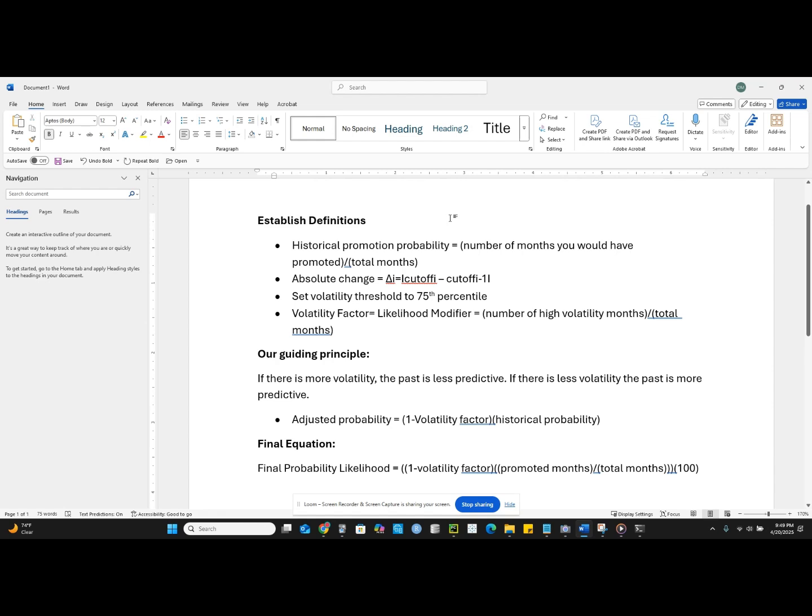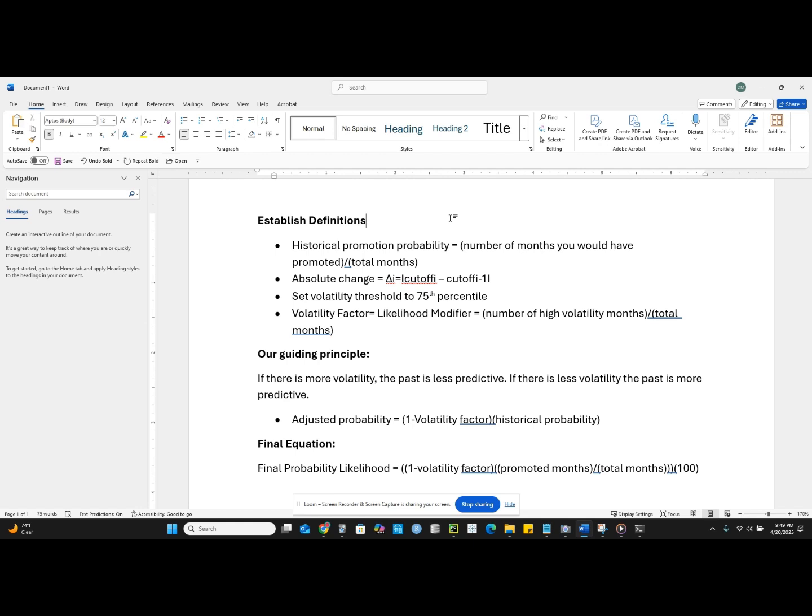All right, so we're going to define our terms, and then we'll talk about the actual equation that we're using. So this is very simple. I'm going to try and find more advanced ways to make this prediction. So we'll just talk real quick. How does this work? It takes first your historical promotion probability: the number of months that you would have promoted over the number of months that there were. So if you had 10 out of 10 points to have promoted 10 out of 10 months, your historical promotion probability would just be 1.